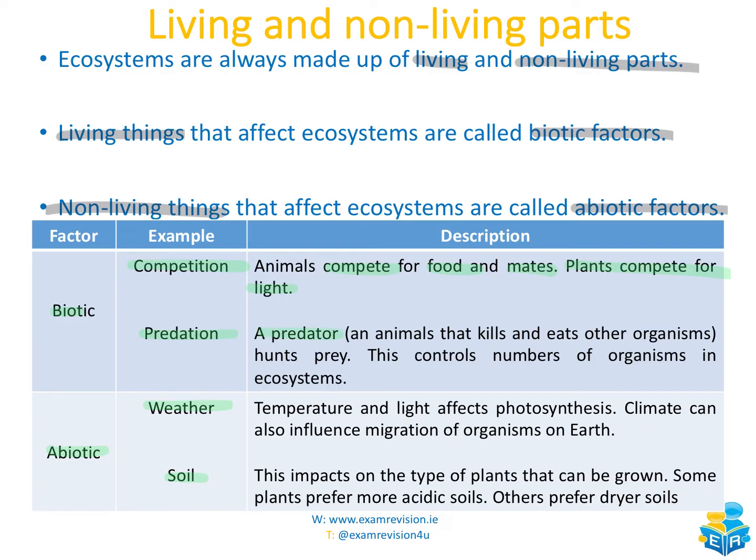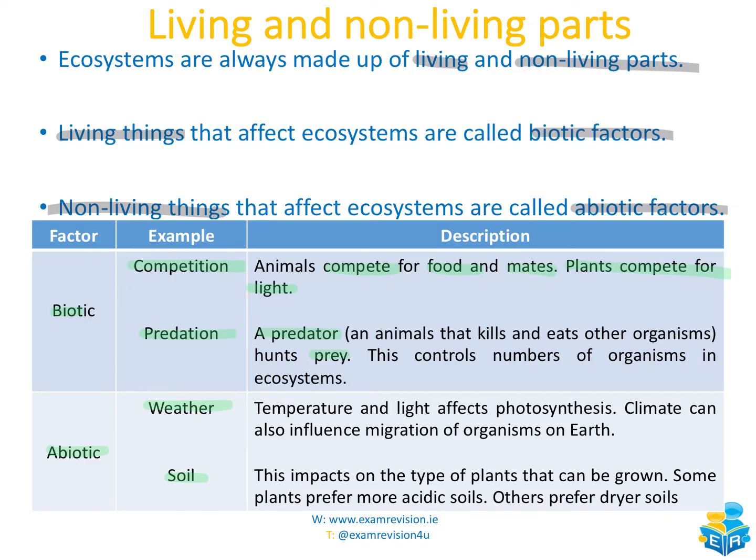Predation, this is where a predator, just being an animal that kills and eats another organism, hunts their prey. So this is going to control the number of organisms that might be in an ecosystem. But again, this is a living factor that affects the ecosystem. So it's a biotic factor. That was predation.